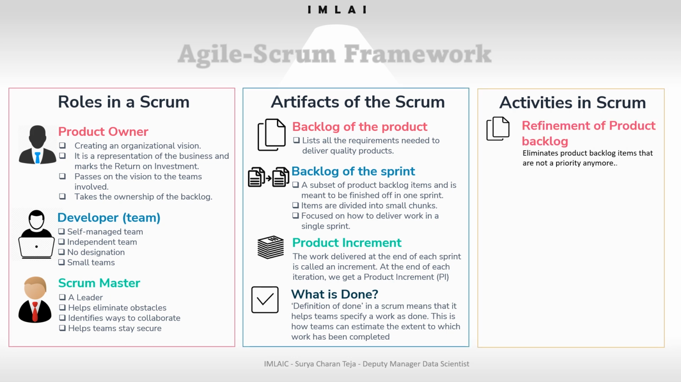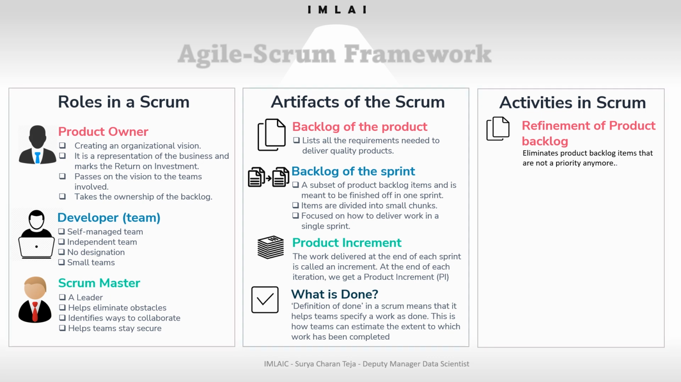The first activity, done by many of the employees, is the refinement of the product backlog. What does it mean? It eliminates product backlog items that are not a priority anymore. That's important. So you have the product backlog, and in refinement, if an item is not a priority, you can remove it. It also divides product backlog items into chunks based on priority: prioritized, medium prioritized, and non-prioritized.